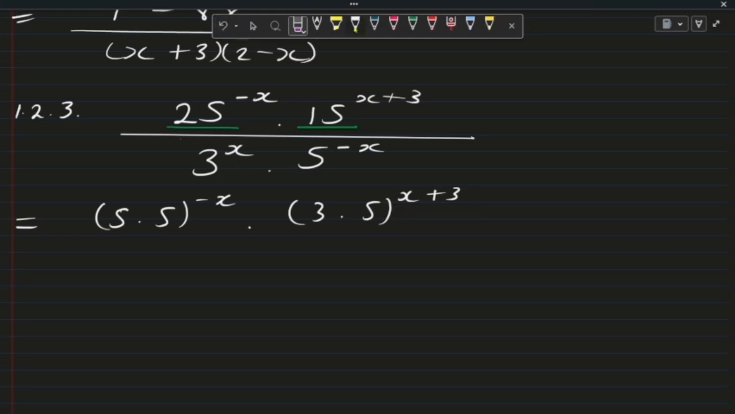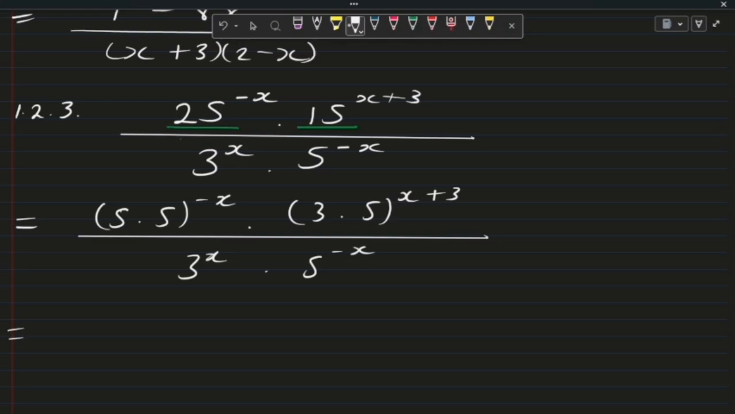Denominator is 3 to the power of x times 5 to the power of negative x. Okay, and then from there, we saw from one of the laws of exponents that if we have a power on the outside like this, then the power can be distributed by multiplying it with the powers of the inside, right? So there's a power of 1 here, there's a power of 1 there.